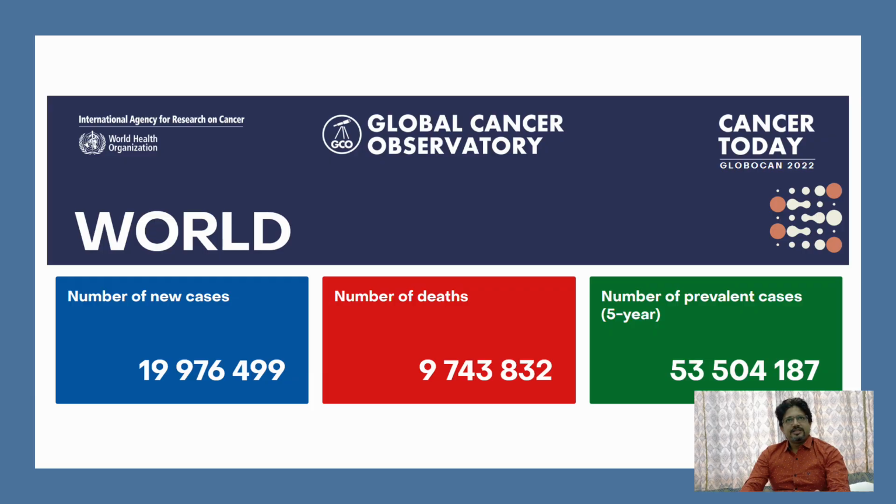So in the present data, from 2022, the latest data for 2023, 24, 25 is not available on the WHO website. According to the latest, there were around 1 crore 99 lakh new cases of cancer diagnosed and 97 lakh deaths per year. And for prevalence, at any point in a period of 5 years, we have at least 5 crore 35 lakh cancer cases.